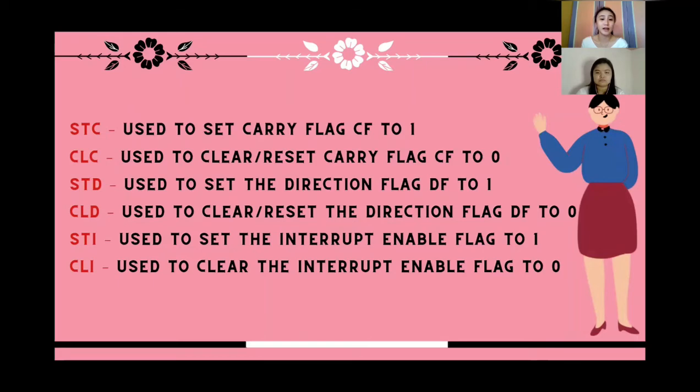STC is used to set carry flag CF to 1. CLC is used to clear or reset carry flag CF to 0. STD is used to set the direction flag DF to 1. CLD is used to clear or reset the direction flag to 0. STI is used to set the interrupt enable flag to 1. And the CLI is used to clear the interrupt enable flag to 0.